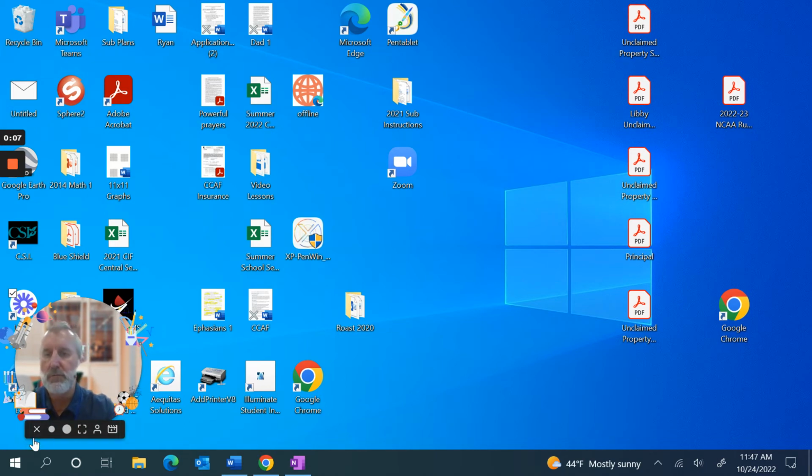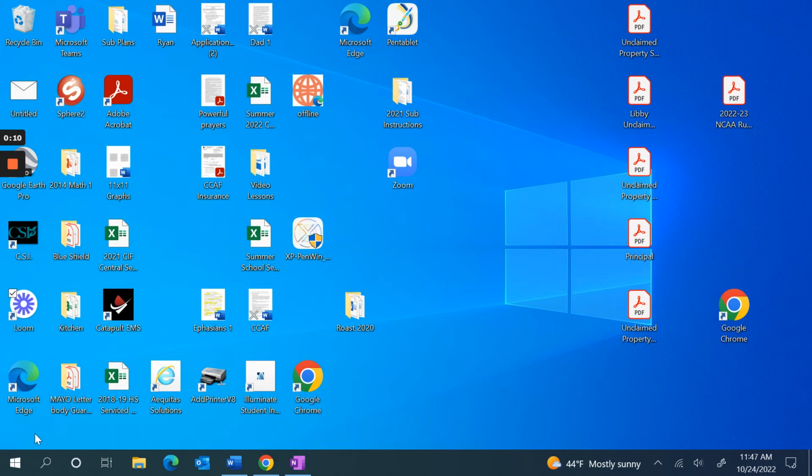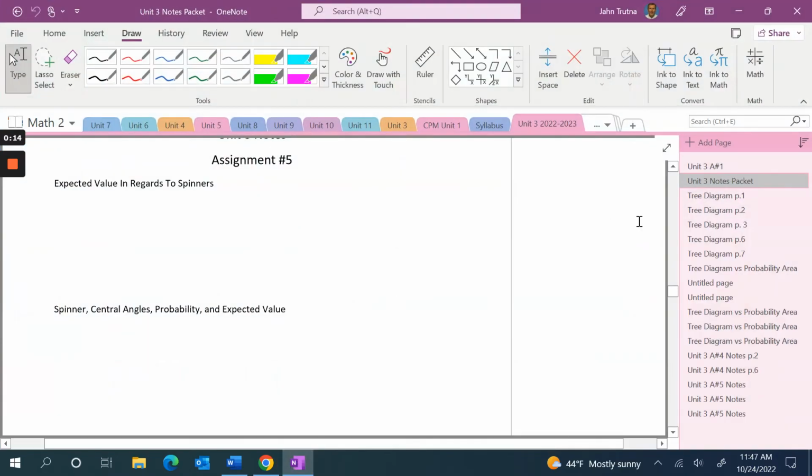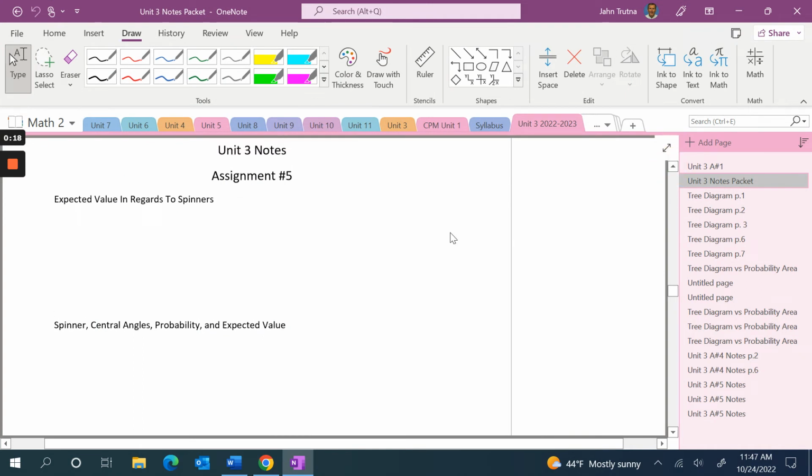All right, this is a special day. This is the entirety of the Assignment 5 notes for Unit 3: expected value in regards to spinners.